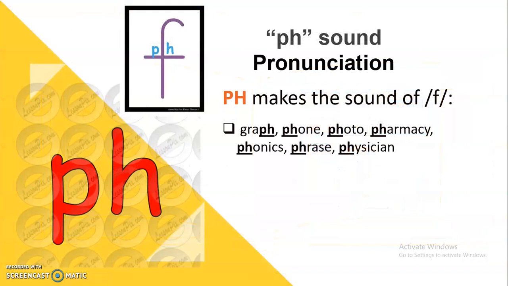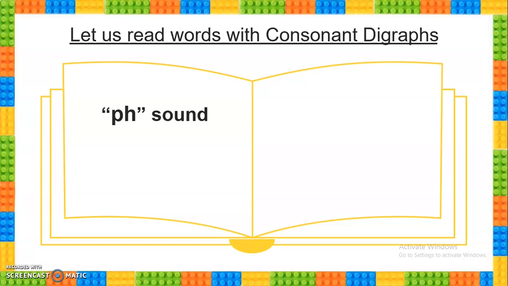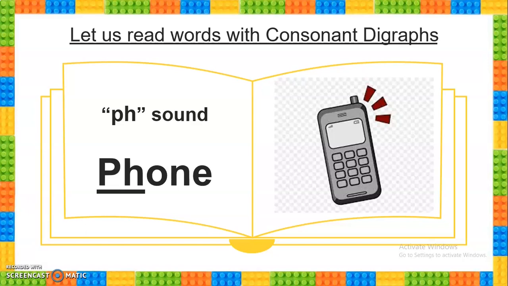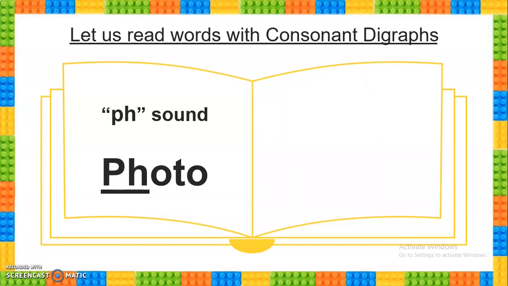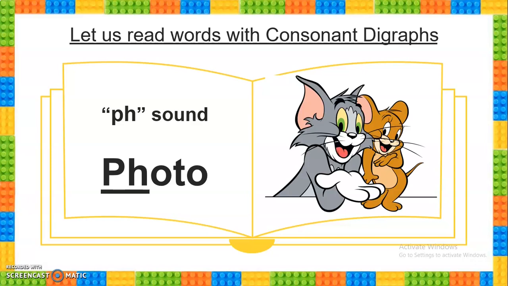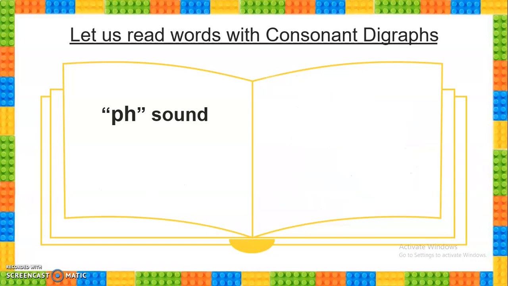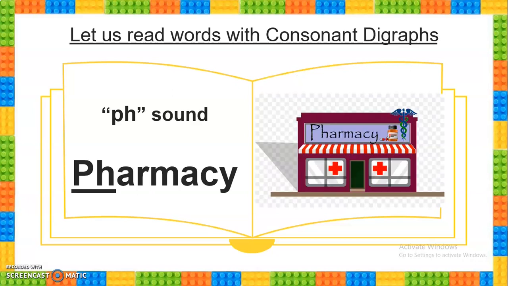Okay, now let's go to the next consonant digraph. It is going to be ph. So the ph consonant digraph makes the sound f, as in words: graph, phone, photo, pharmacy, phonics, phrase, physician. Let us practice with pictures and examples. Phone, phone. Photo, photo. Pharmacy, pharmacy.